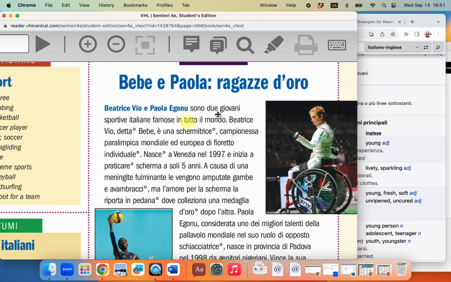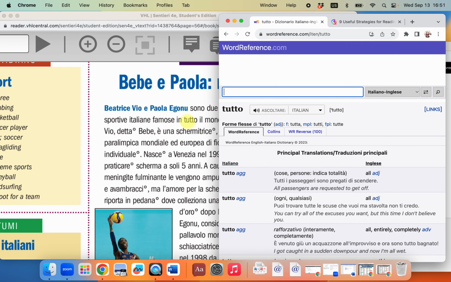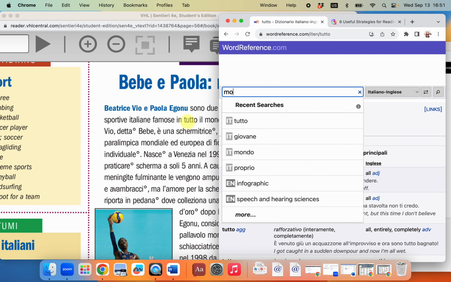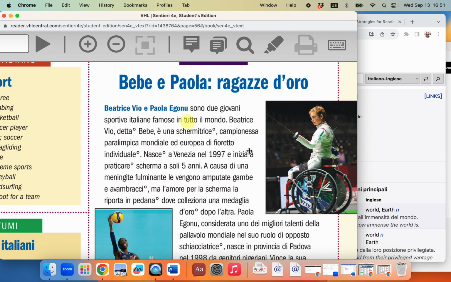Sono due giovani, there are two young sportive, athletic, italiane, Italian, famose, cognate, famous, in, tutto, I don't know what tutto is. Okay, let me write that down as well. Tutto means all. You can write a note here. You can highlight the word that you don't know. Another word, mondo, I don't know what that is. I'm going to write it down. Mondo is world. Now I can make sense of this sentence. Beatrice e Paola, they are two young athletes, Italian, famous all over the world. Got my first sentence. I can take notes. I can write something so I can remember.